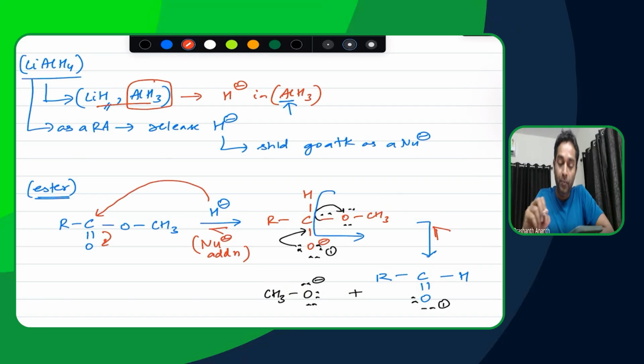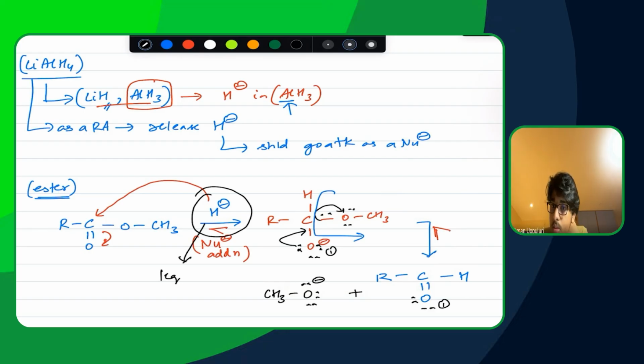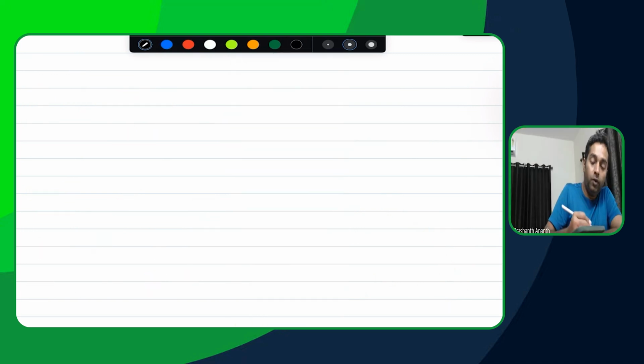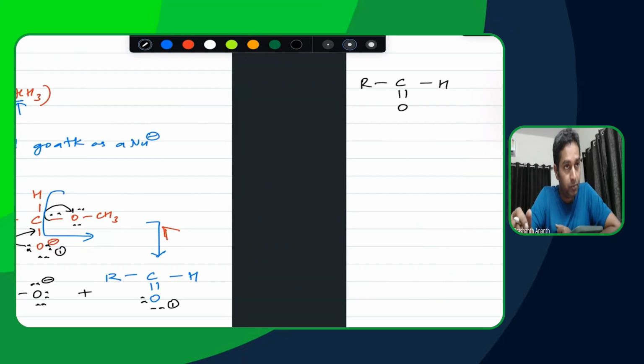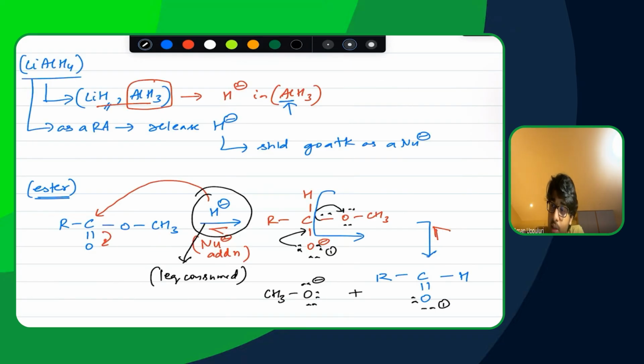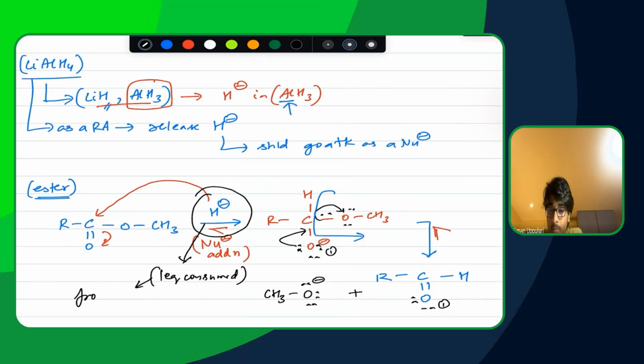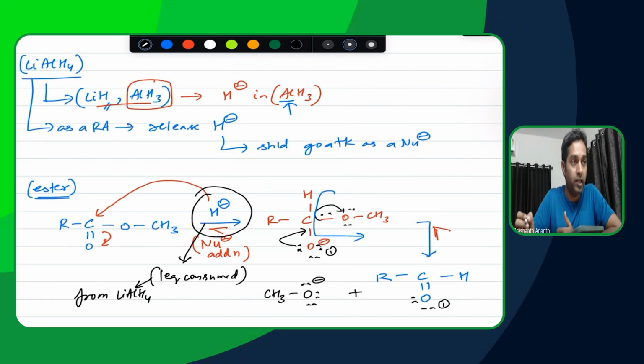Now, in this process here, we have consumed how much of this? 1 equivalent of H minus from LiAlH4. For what we have currently, we have an RC double bond OH. That H minus is from LiAlH4. Yes, of course. This is absolutely from LiAlH4.